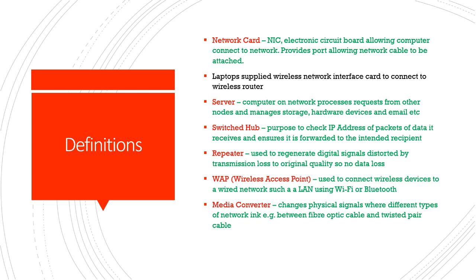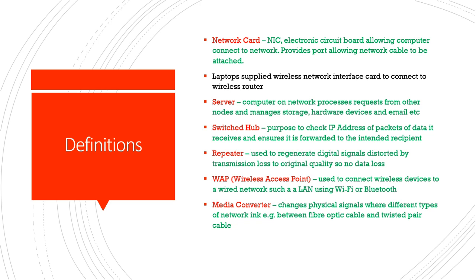There are a couple of definitions related to networks that you need to know. These can be brought in to talk about your LAN, WAN and MAN, or about network topologies, such as your hub when we talk about the star topology, which will be coming in a later video. We'll start with your network card, which can be abbreviated to NIC, network interface card. It's an electronic circuit board which allows the computer to connect to a network, and it provides a port allowing the network cable to be attached.